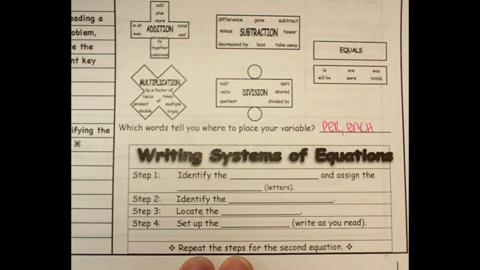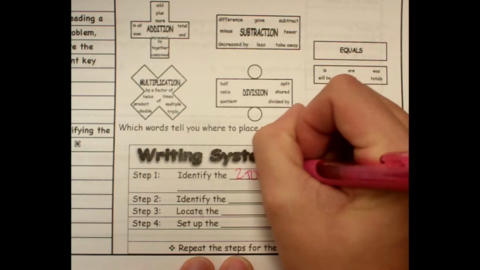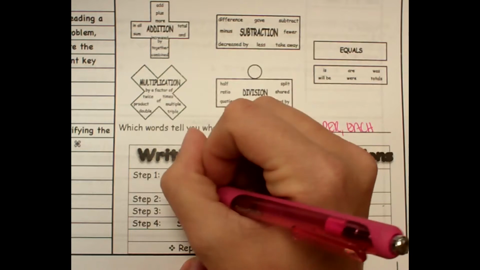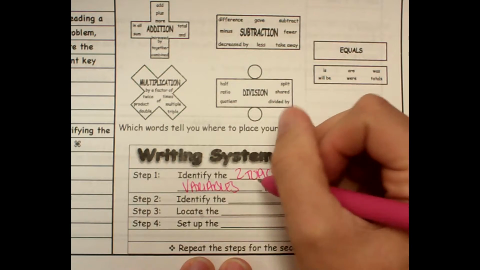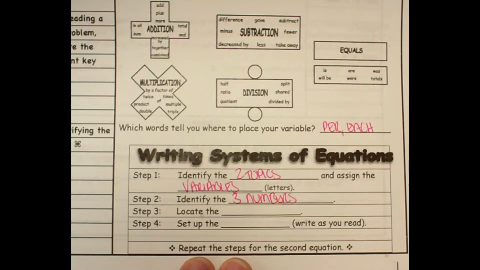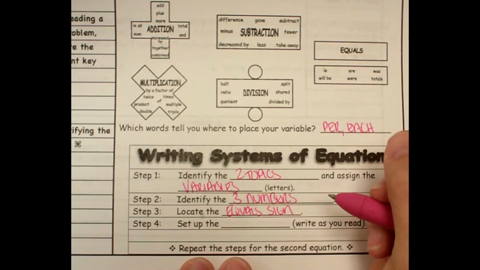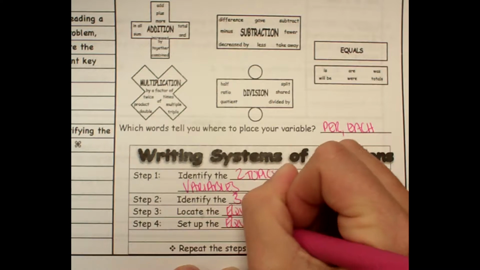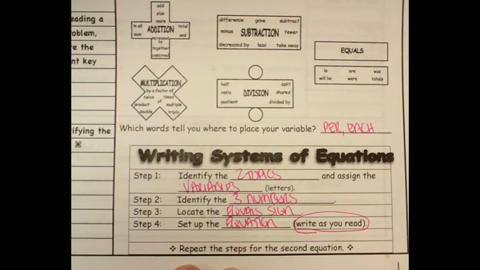So when we're writing our system of equations, we have some steps we can follow. For each equation that we write, first we need to identify the two topics and assign the variables. Variables, remember, are our letters. You want to identify the three numbers that are going to be used in that equation. You want to locate the equals sign, and then you want to set up the equation. The most important thing you need to remember is that you're going to write it as you read it. You're going to write the equation out as you read it in the sentence.